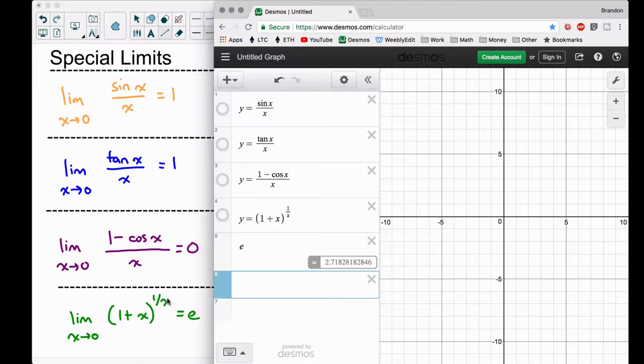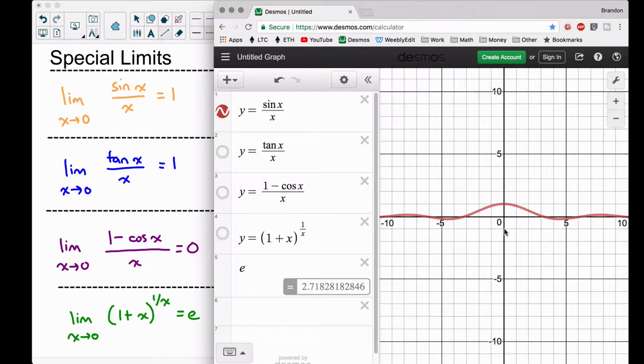So I want to show you these on a graph, and we're going to look at Desmos for this, but then I'm going to show you a few things on the TI-84 as well. So the first graph that we have here is y equals sine of x over x, and we're letting x approach 0 here. So notice as I let x get real close to 0, it looks like the y value is getting close to 1.